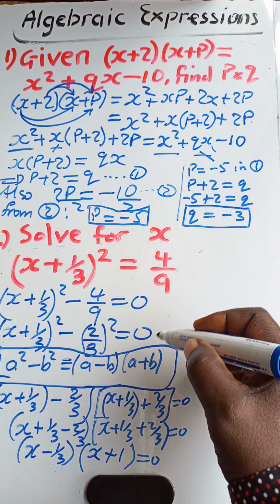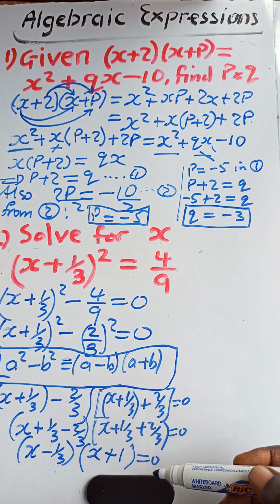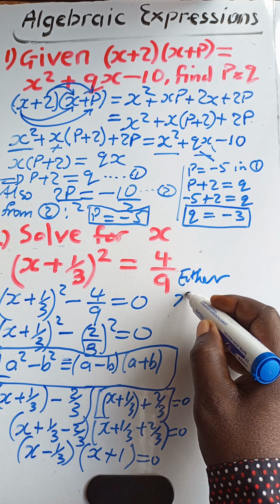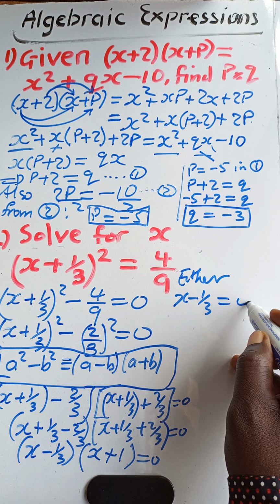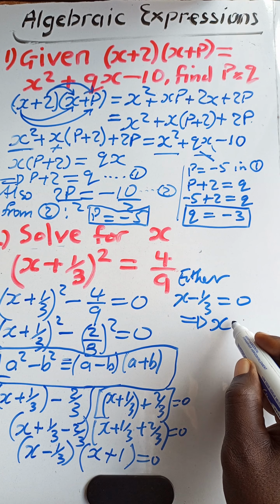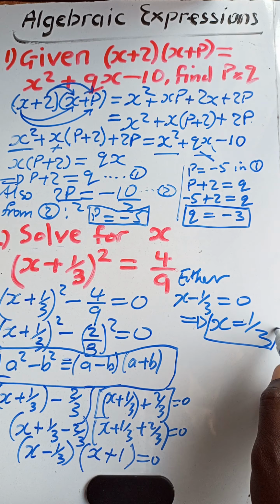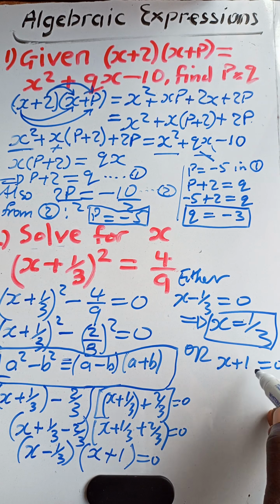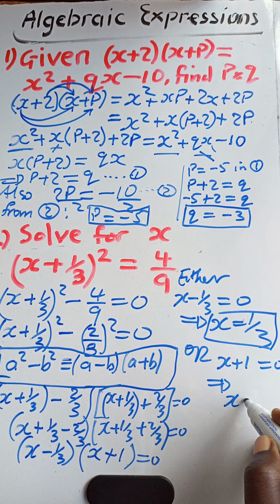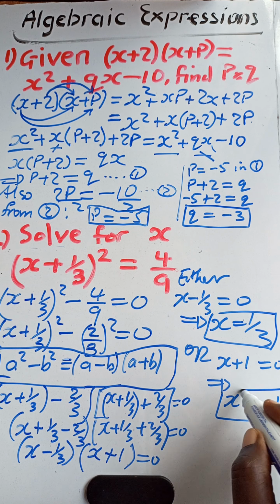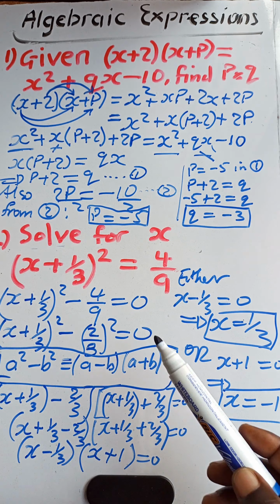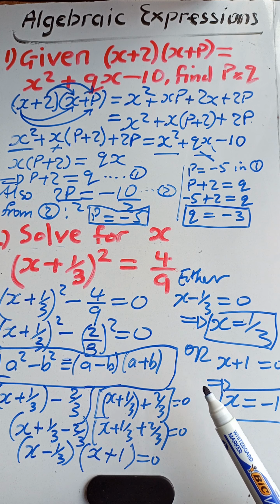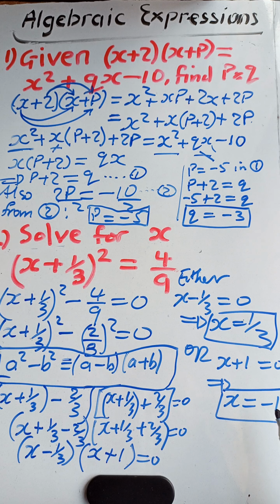So from here, if we have the product of two things giving us 0, then either x minus 1/3 is 0, in which case x is equal to 1/3, or x plus 1 is 0, in which case x is equal to negative 1. All right? So the two solutions for this equation are x equals 1/3 and x equals negative 1.